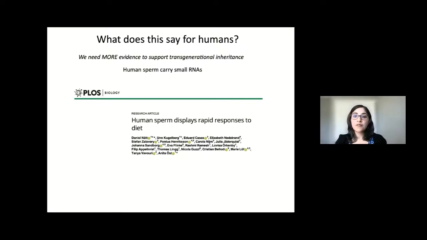So I think only with future research will we know what this means for humans. But I think the mouse studies will provide the key insights, which we can then use to think about ways of testing in humans.